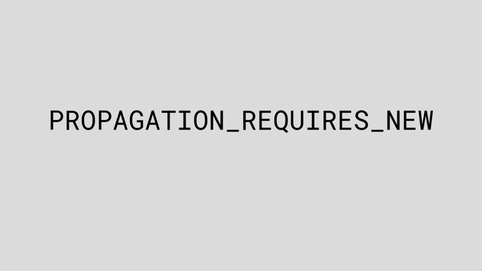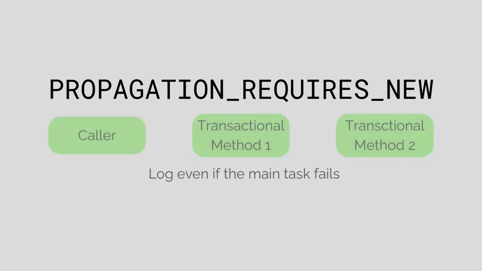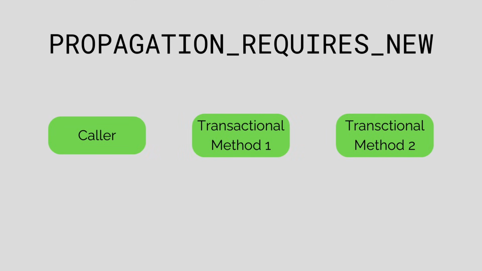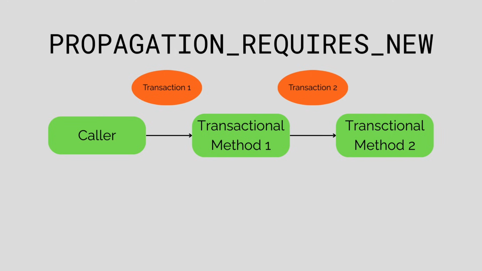Let's look at the propagation. Especially propagation REQUIRES_NEW. Developers use this when they want to save a log even if the main task fails. They think it is a safe way to isolate work. Here's what really happens. Spring pauses the first transaction. It opens a second database connection. It starts a new transaction. It commits, then it goes back to the first transaction.